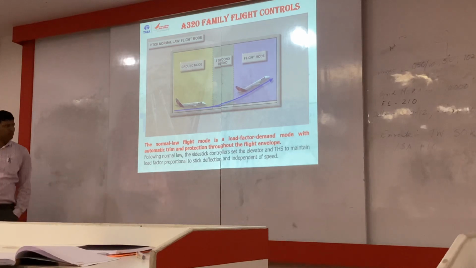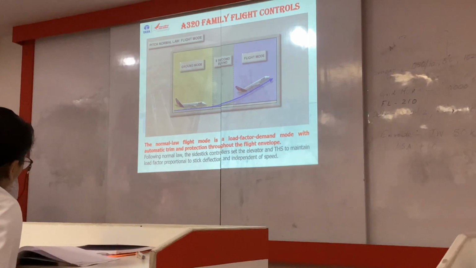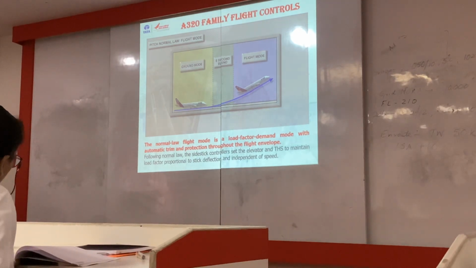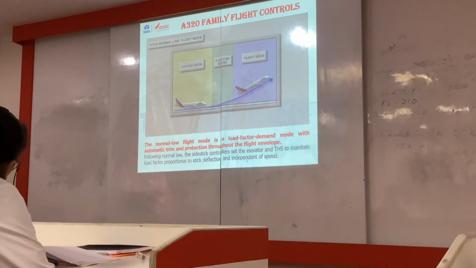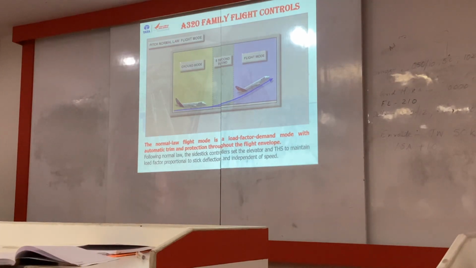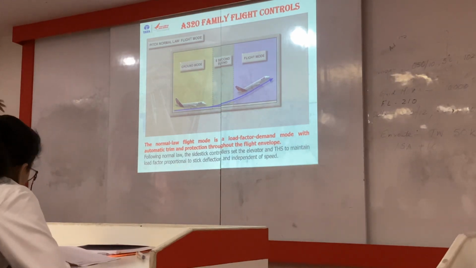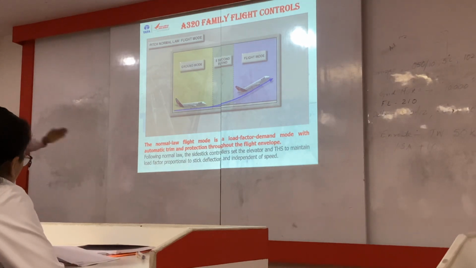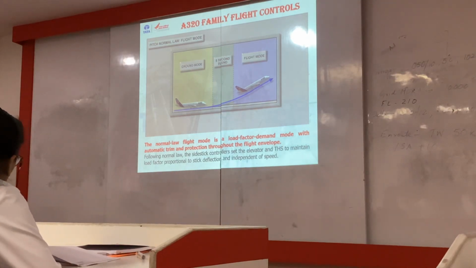Then flight mode. The normal law flight mode is a load factor demand. So the moment you lift off, after lift off the ground mode, reaching a certain height, suppose you attain V2, sorry, V2 is speed. So the moment you attain that, beyond that you will be continuing, and the flight mode will start. So here it is now based on the load factor. Load factor G is what? What is lift by weight?